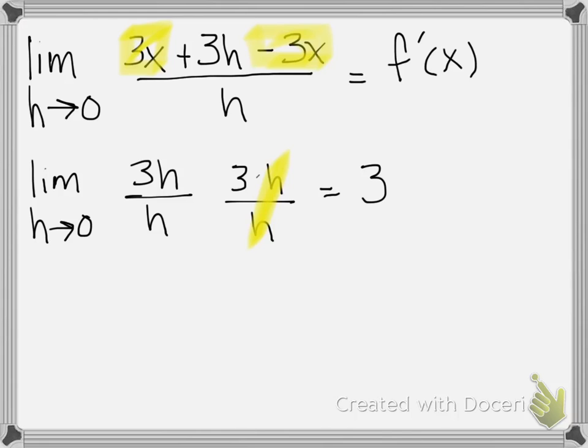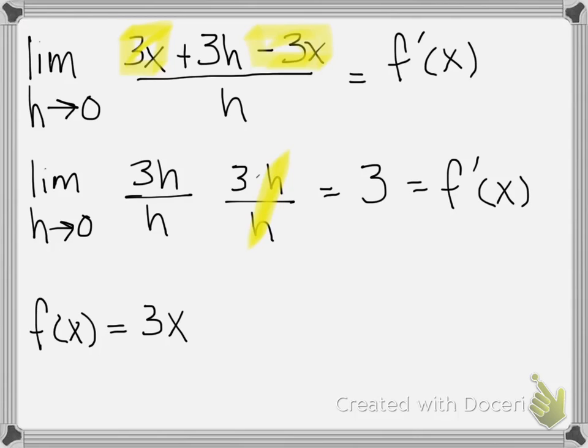So that's the answer that we have, since there's no h's left to take to 0 or anything like that. So by the limit definition, we had our f of x was equal to 3x, and by going through and working out the problem using the limit definition of a derivative, we came out with our f prime of x was just equal to 3.